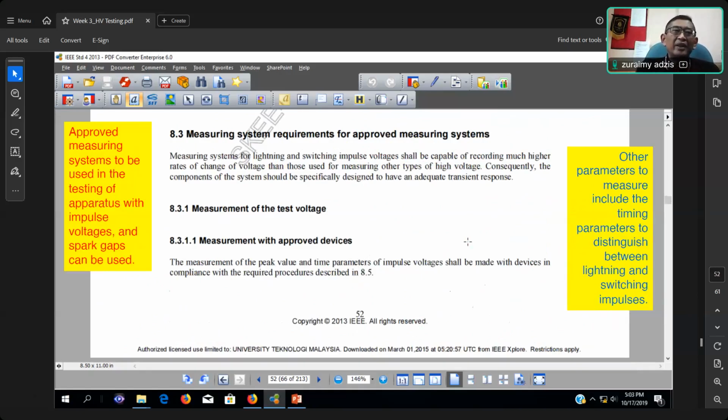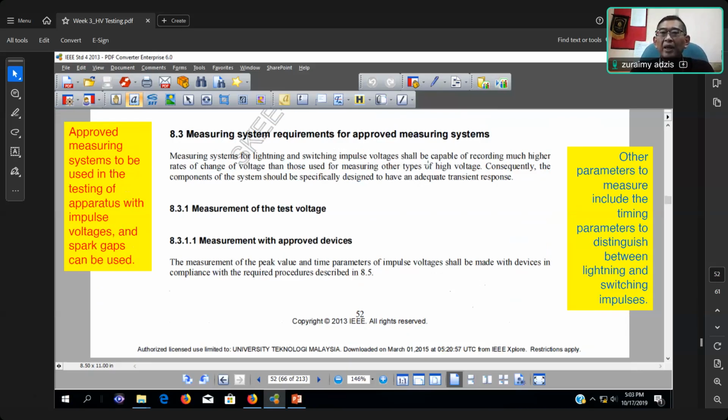Again, 8.3, the measuring systems to be used. You can use an approved measuring system in this testing of apparatus with impulse voltage, and spark gaps can be used if you want to measure. Remember I have told you in class, spark gaps can be used as voltmeters. So this is what it's saying.